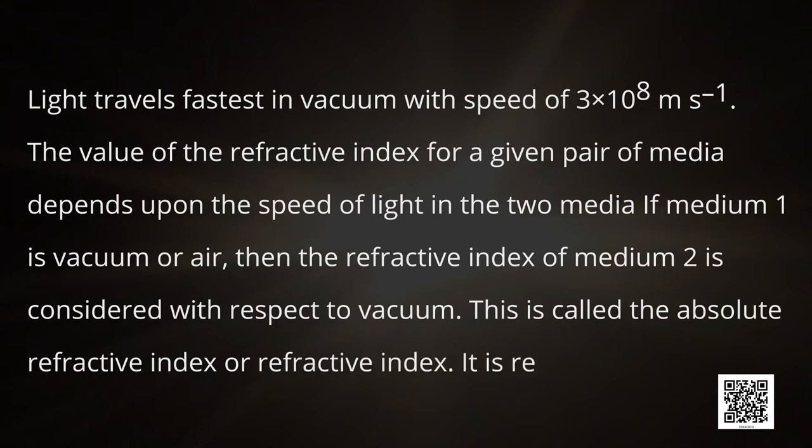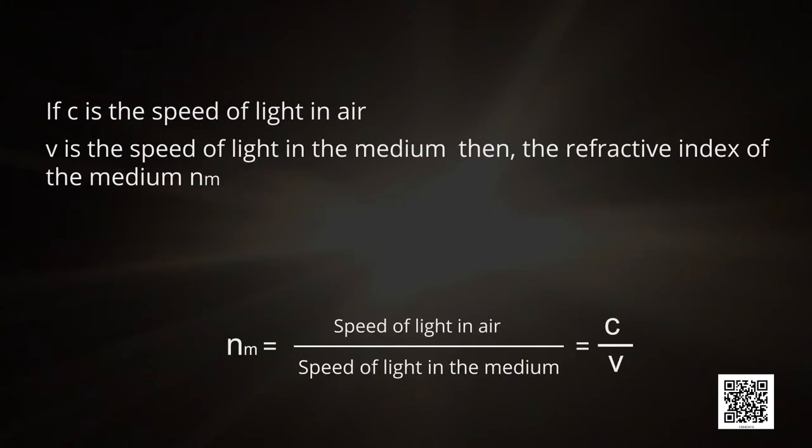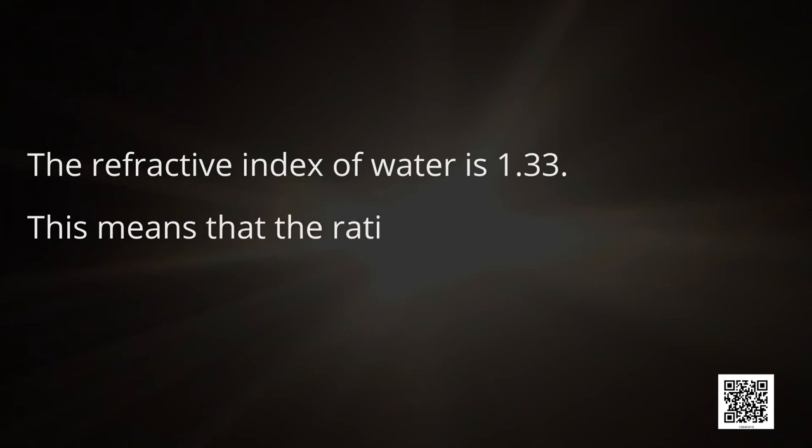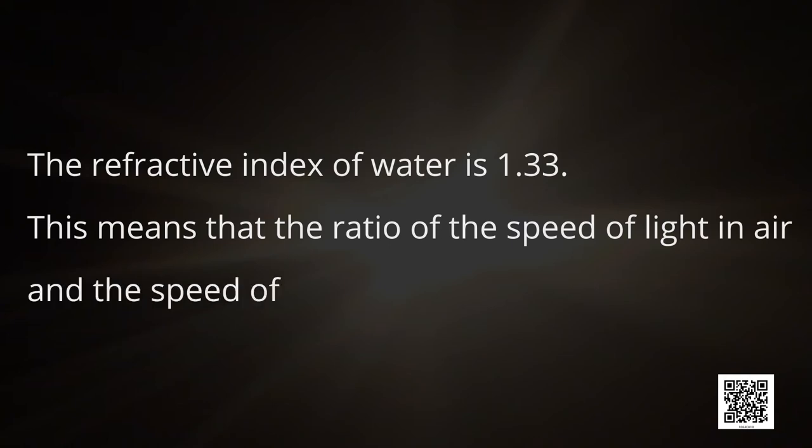It is represented as n. If c is the speed of light in air and v is the speed of light in the medium, then the refractive index of the medium, n_m, is equal to the speed of light in air divided by the speed of light in the medium. n_m is equal to c by v. Children, the refractive index of water is 1.33. This means that the ratio of the speed of light in air and the speed of light in water is equal to 1.33.